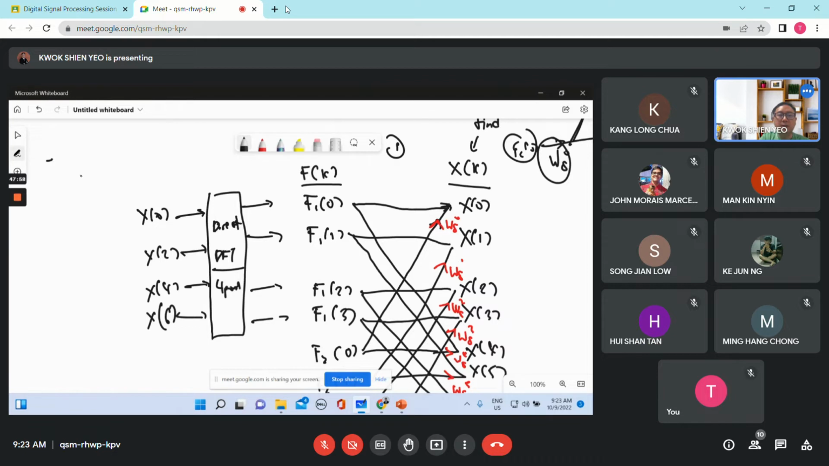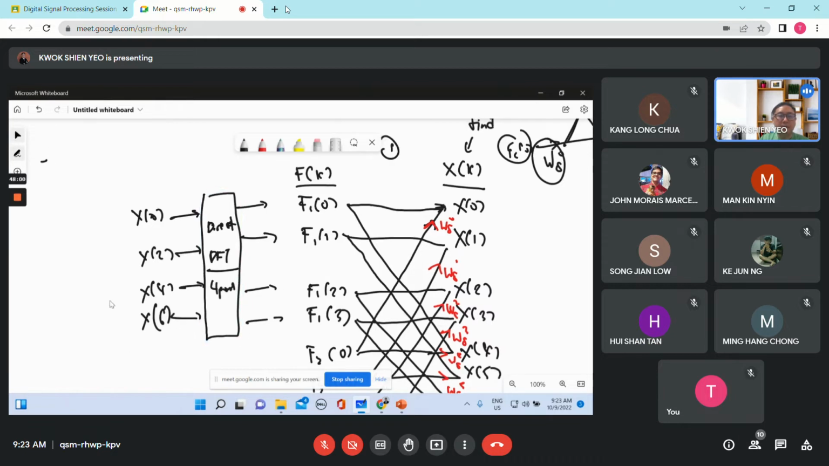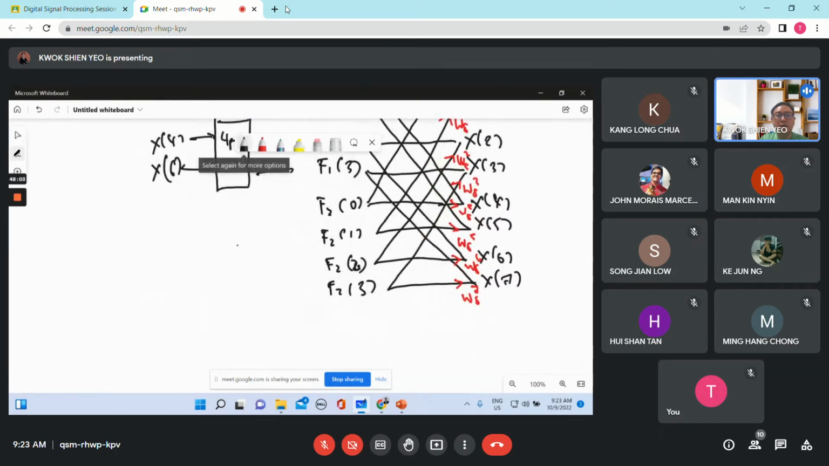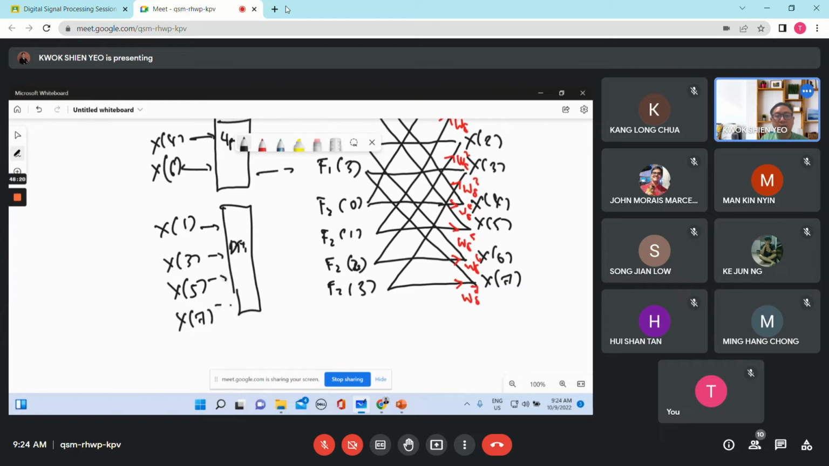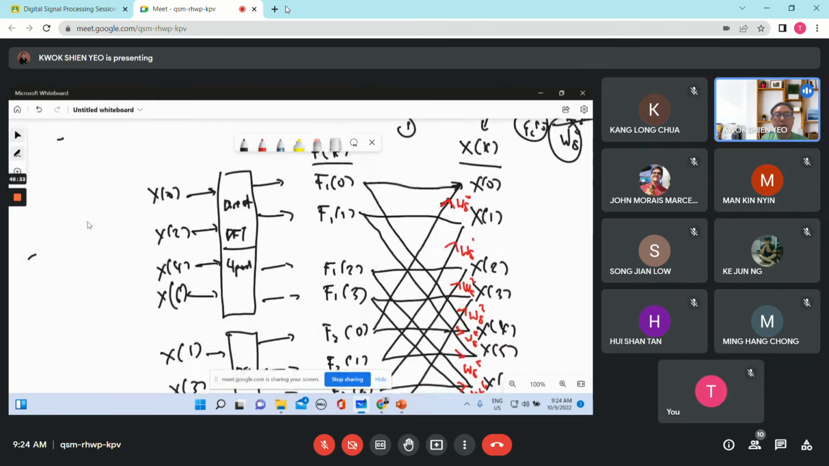Similarly, to get my F2, I still need to do a direct computation of a 4-point DFT, with inputs X1, X3, X5, and X7, using the DFT equations. Then from my F2, I can calculate my Xk. This is according to the theory.